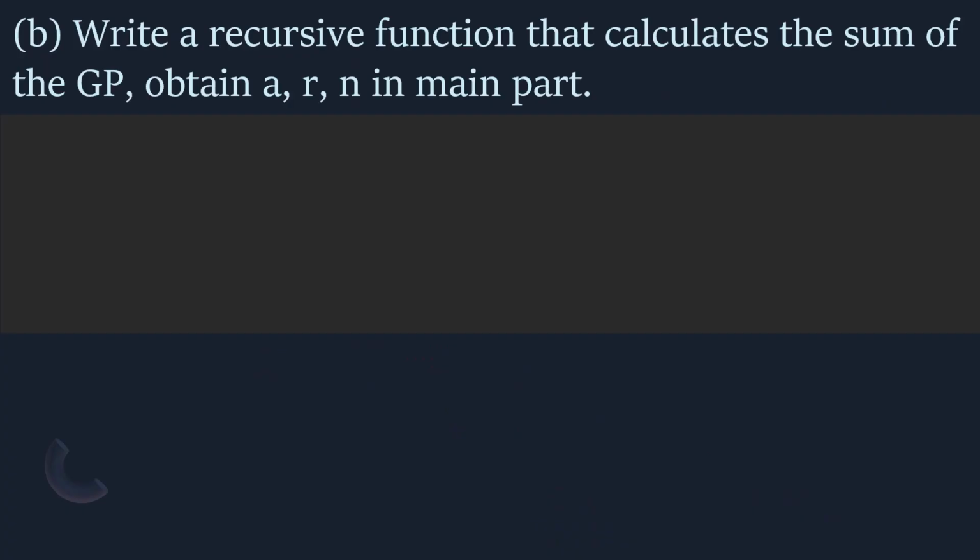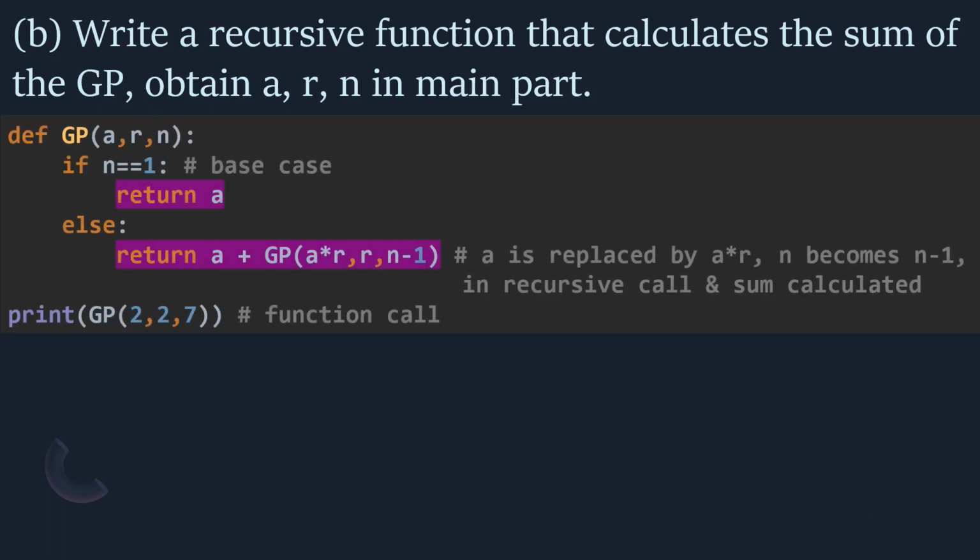Now write a recursive function that calculates the sum of the GP and obtain the result in the main part. The same program with a little bit of modification. You have to define the recursive function GP with the values A, R and N. Now here the base case is like this. If N equals 1, then it has to return A. That means if there is only one term, obviously that is the first term, A. So it has to return A.